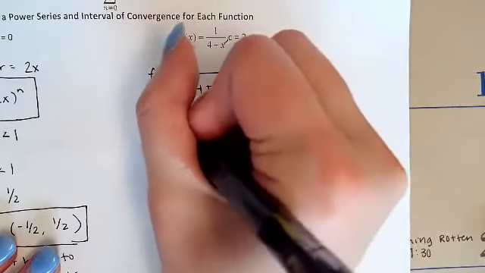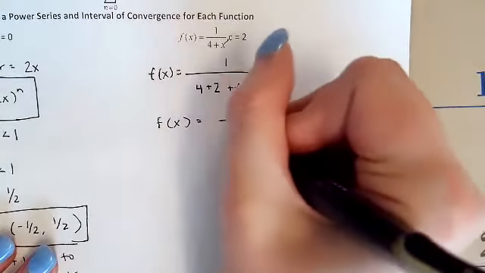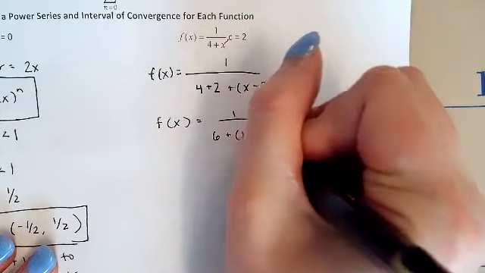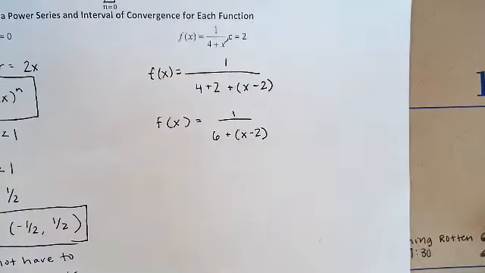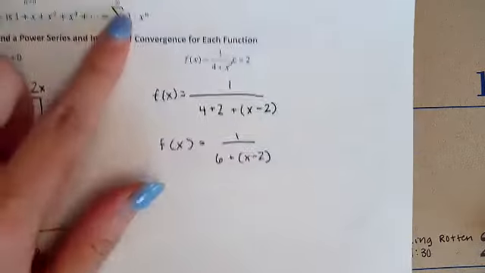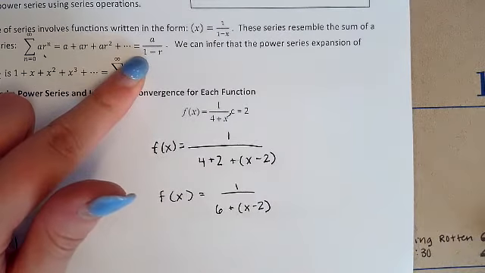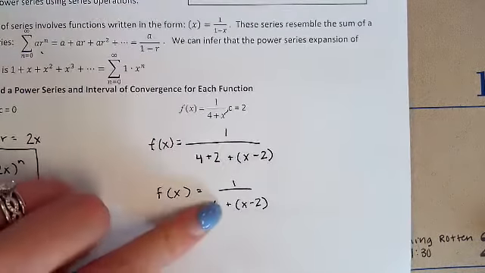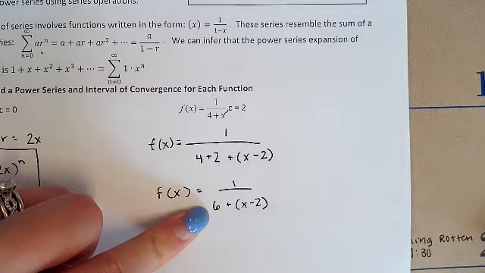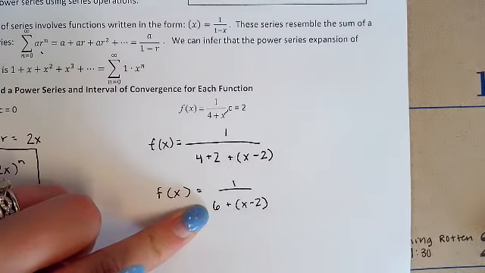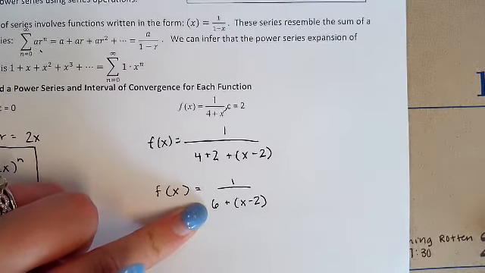So we could simplify this and have 1 over 6 plus x minus 2. And now we have a power series that talks about what the center is. The problem being, we want it to look like this, a over 1 minus r. Do we have a 1 minus here? No. I have a 6. How do I get rid of a 6?